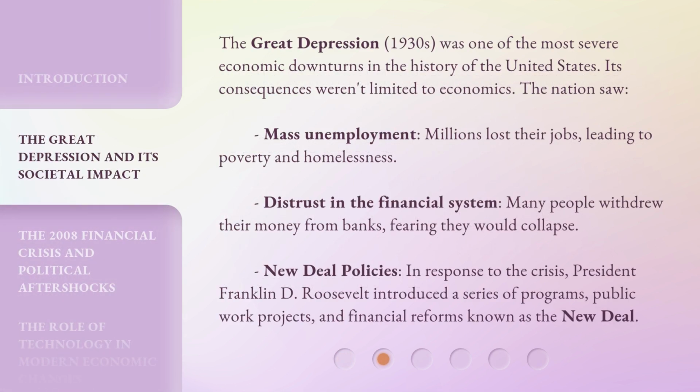The Great Depression, 1930s, was one of the most severe economic downturns in the history of the United States. Its consequences weren't limited to economics. The nation saw mass unemployment. Millions lost their jobs, leading to poverty and homelessness. Distrust in the financial system. Many people withdrew their money from banks, fearing they would collapse.